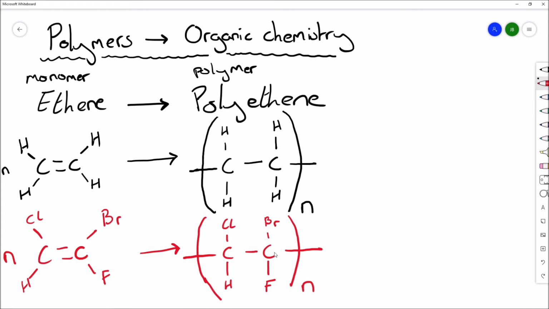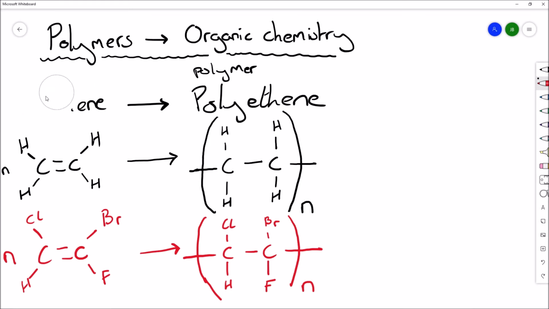This is another polymer. I don't know what the polymer is off the top of my head, I could probably figure it out quickly, but for now it's just a polymer, and you've got the lines extending beyond saying that this continues again and again, and you've also got N saying we have however many we had on the left hand side. So this is what we call an addition polymerization. We are adding to this double bond and we're making a long chain. So that is addition. Now let's talk about condensation polymerization.